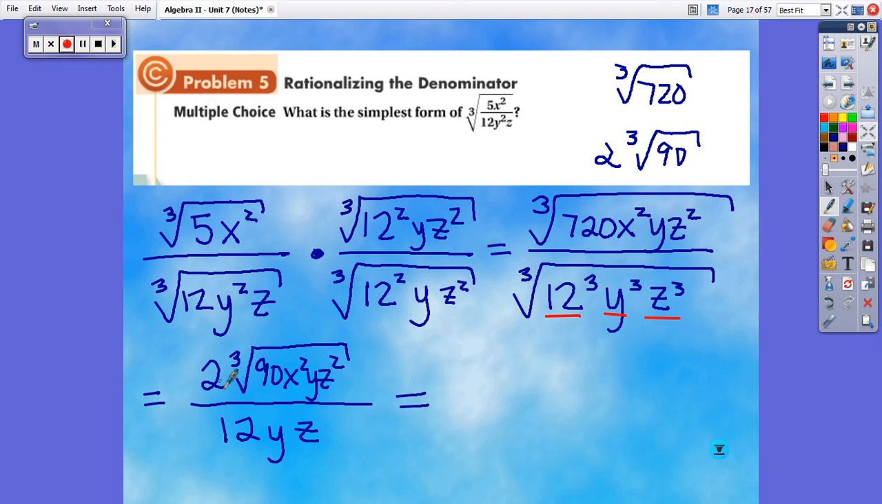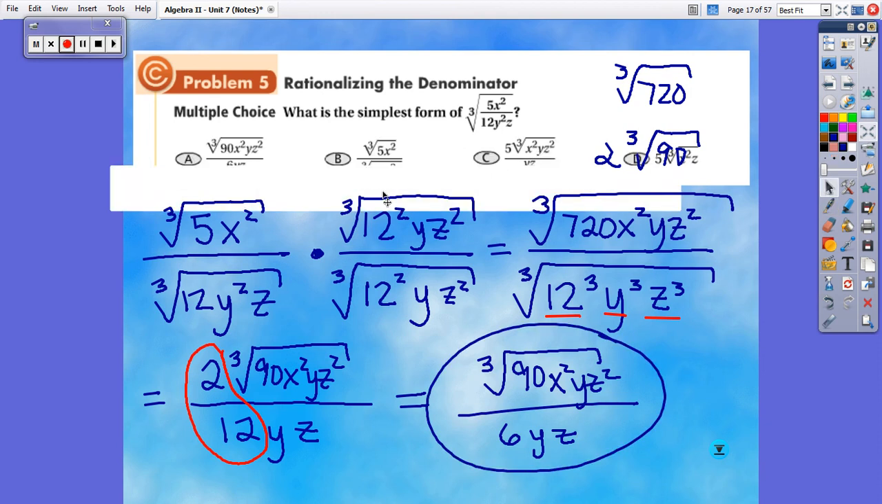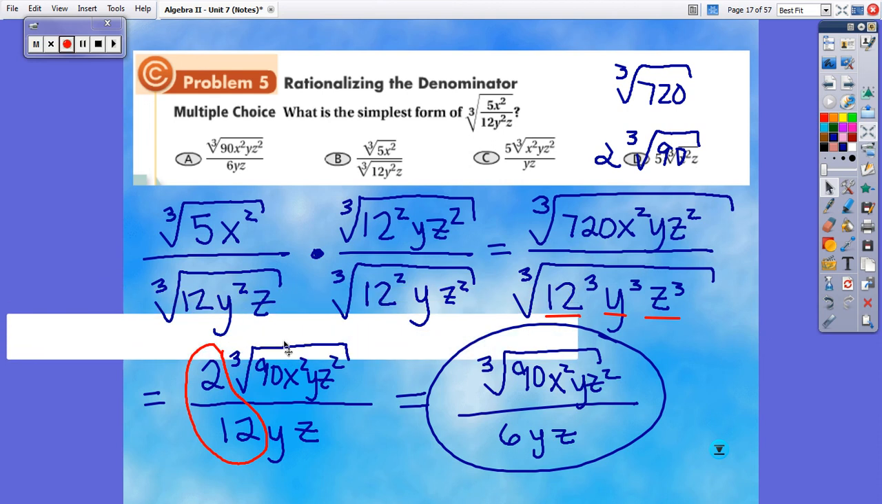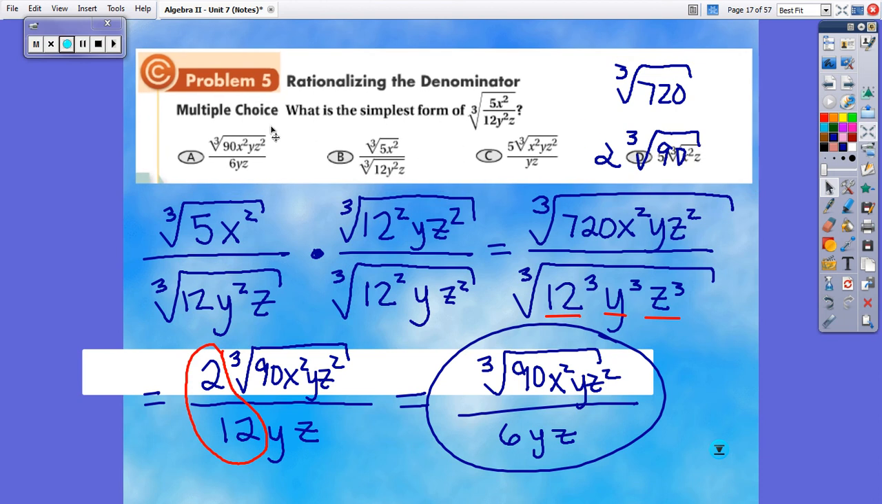So my one last step is to simplify my ending. I do have something I can simplify, so I do have to do this last step. Cubed root of 90 x squared y z squared all over 6yz. So this would be your final answer, and just to check, I'll move this and see. And it looks like, oops, it looks like A will be our final answer here.